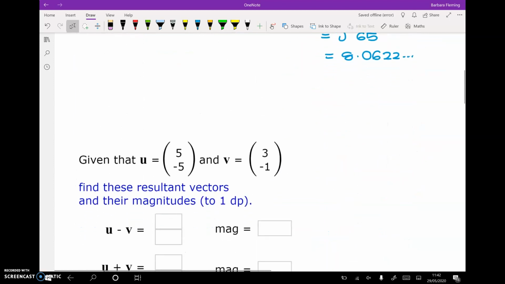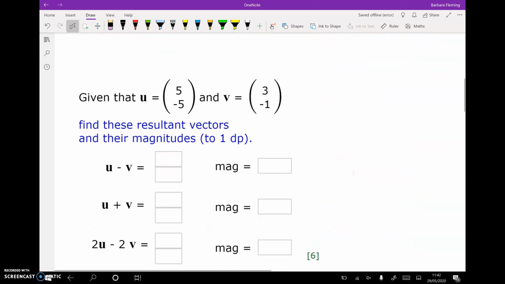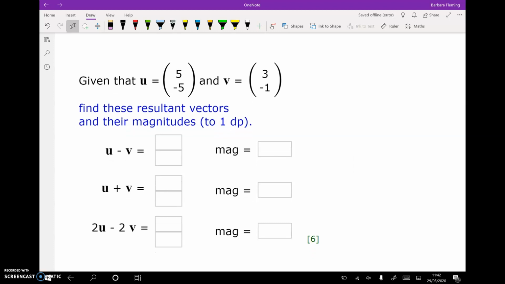The next part of the question adds in another layer to this. So we have to find the resultant vectors and then their magnitudes to one decimal place. So you take away B. We should really have a bracket there. So 5 take away 3 will give us 2. And minus 5 minus minus 1 is minus 5 plus 1, which is minus 4. So just be careful of those two negatives there.